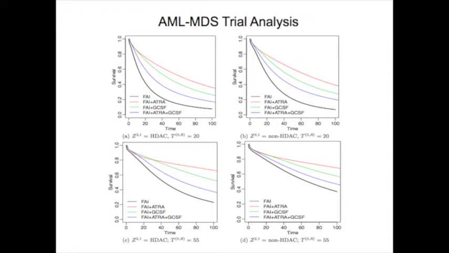So from these figures we can say that when the patient has non-HDAC, they have a better survival curve. Here the red curve is higher than this red curve. And also, when the time from the induction to resistance is longer, the patient has longer survival after the resistance.